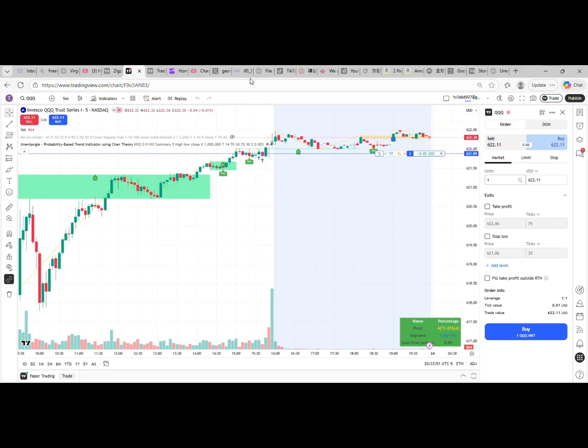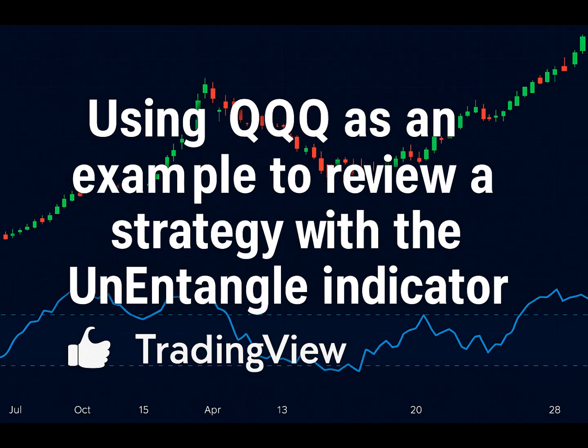So for tomorrow, a conservative approach is to hold the position and do nothing. A more aggressive approach is to sell a small portion to lock in some profit, but remember to buy back at a lower level, or you'll miss the move. Of course, you can use Unentangle to develop your own strategies.